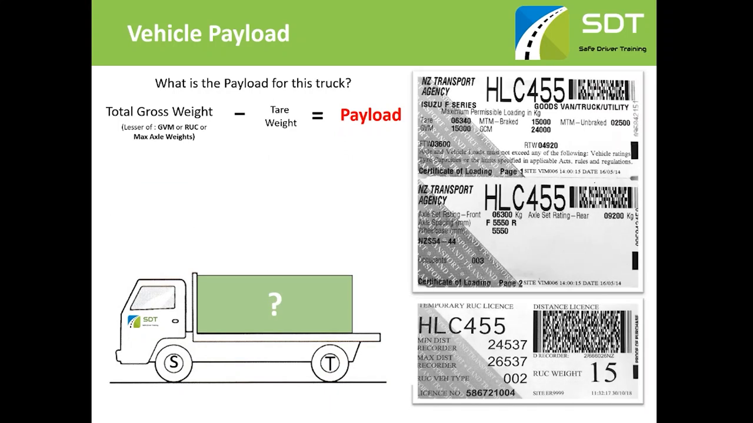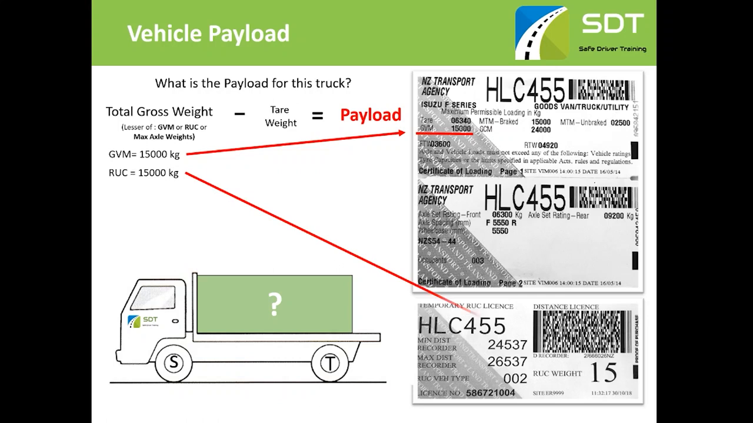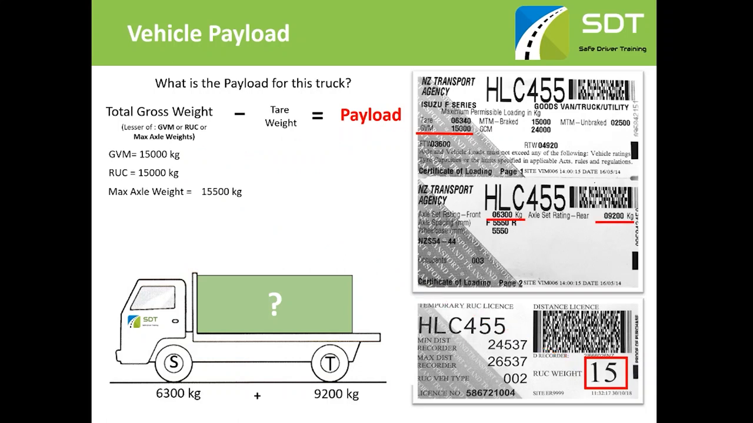Let's have another example. This is another truck. GVM is 15,000 kgs according to the certificate of loading. RUC equals 15,000 kgs as well. Let's find out the maximum axle weights. As you can see, the axle set rating for the front axle equals 6,300. For the rear axles it is 9,200. And the sum of those axle weights equals 15,500 kgs.